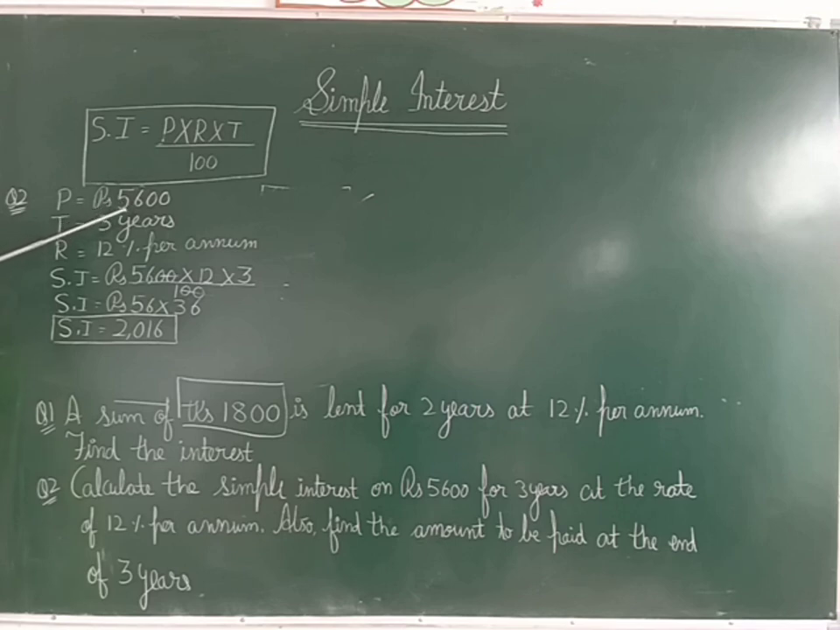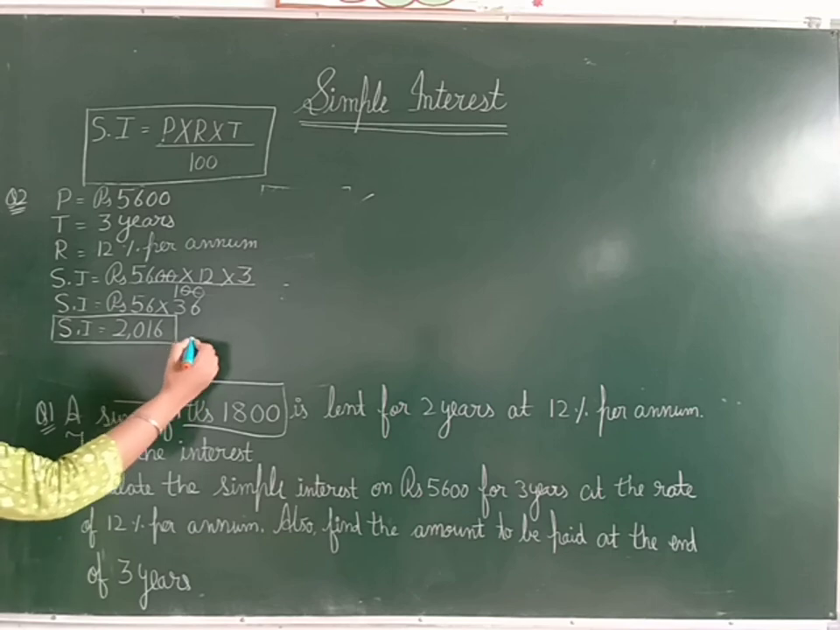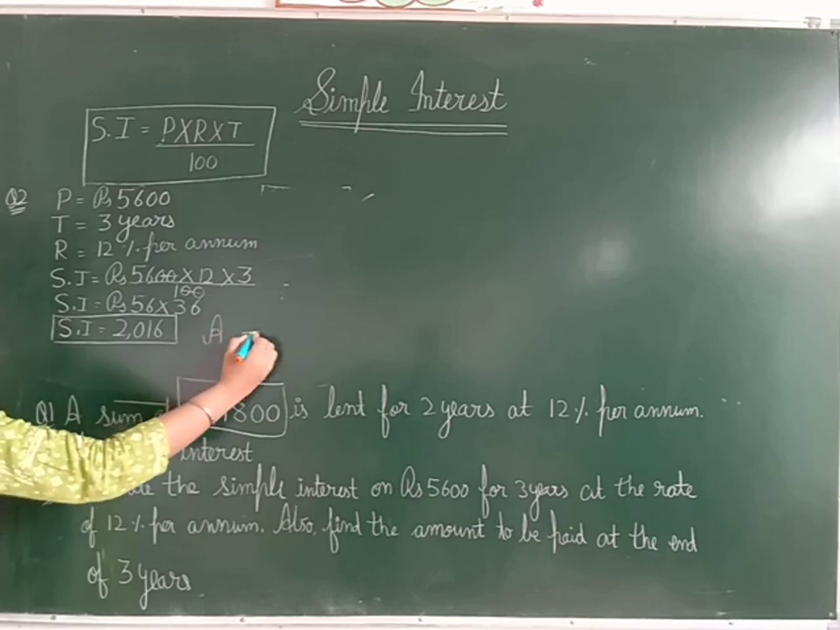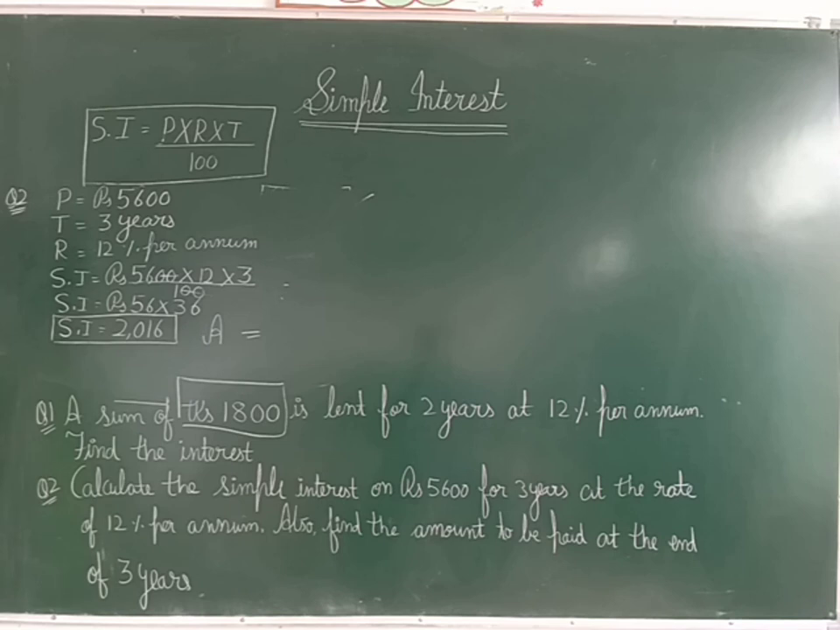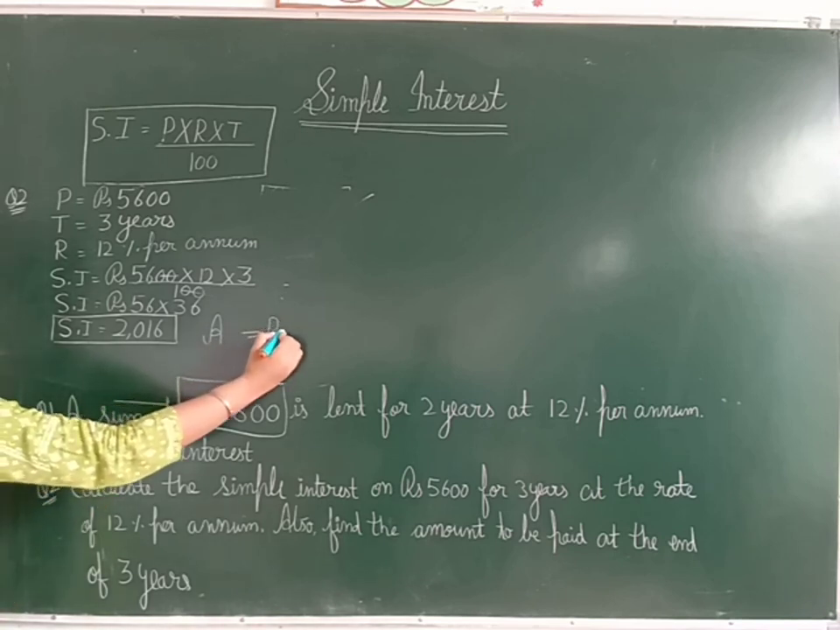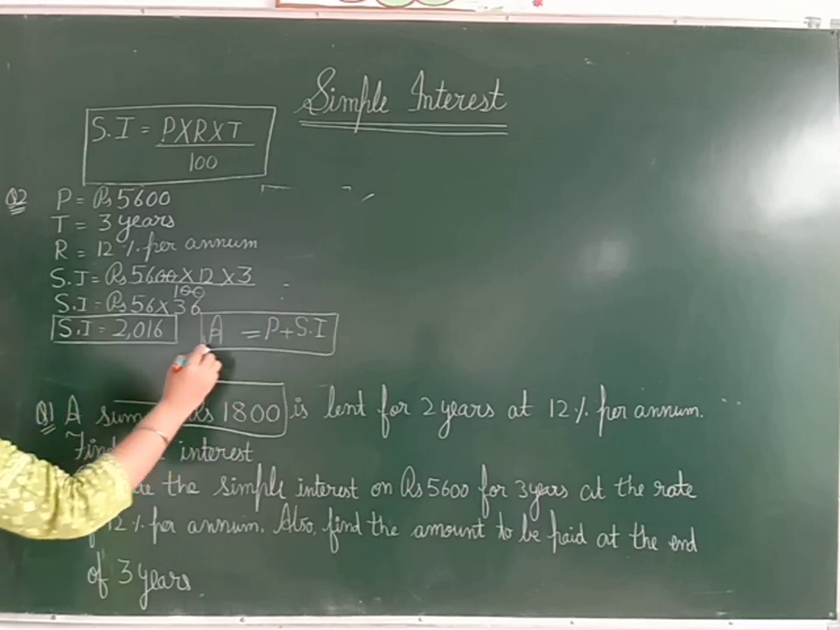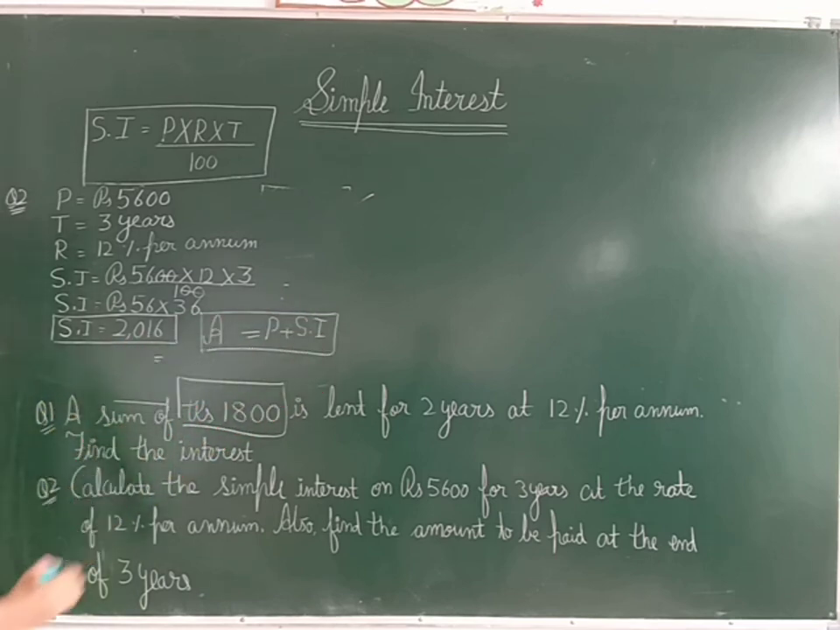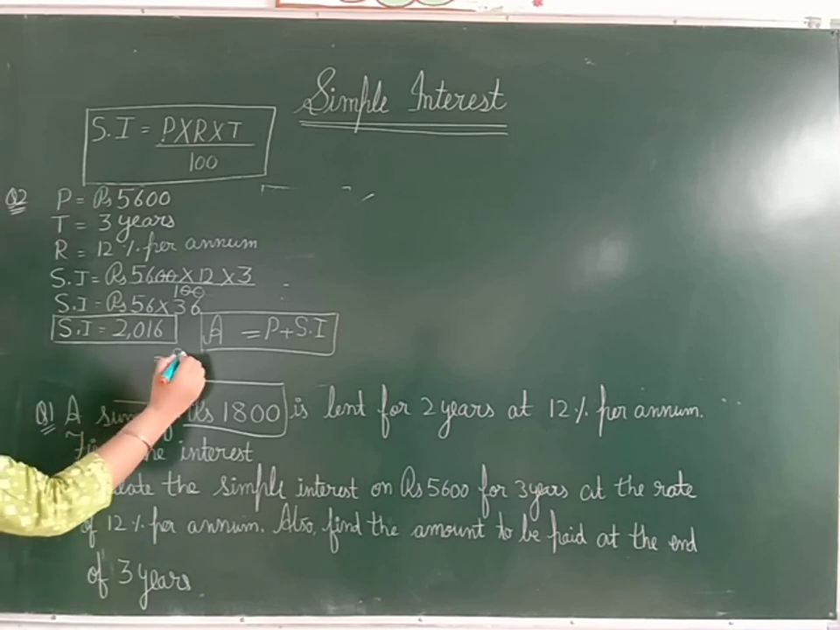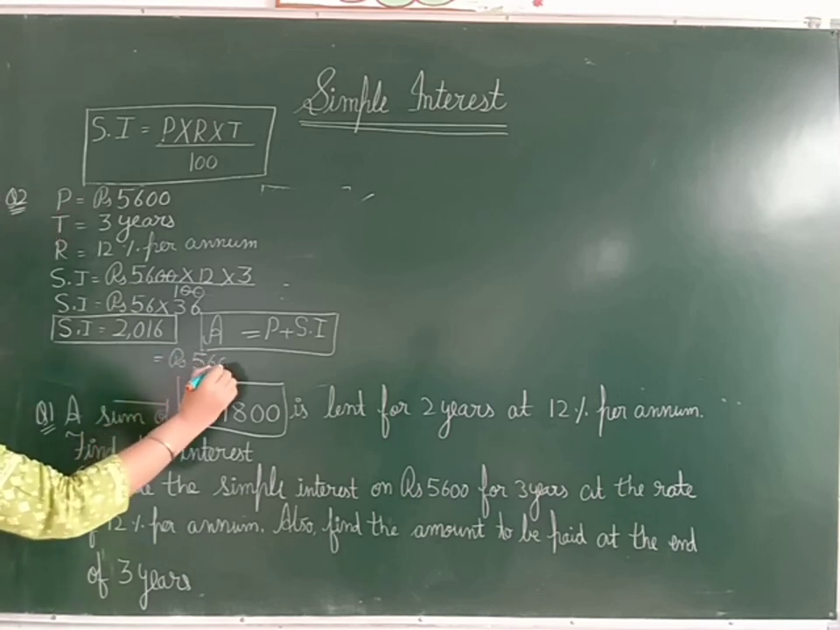So this is the interest that we have to pay on this principal. If we borrow 5,600 at the rate of 12%, we have to pay this much interest on this principal. So let us find the amount. You know the formula to find amount. Amount is equal to principal plus simple interest. Right. So find it. Principal in this case is rupees 5,600.